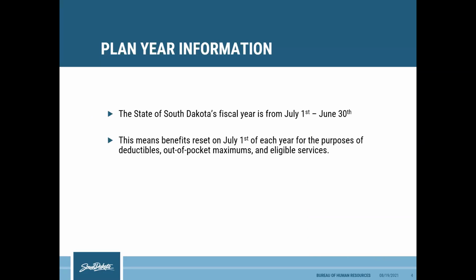All right, to start, the state of South Dakota runs on a fiscal year, so from July 1st through June 30th. This means that our benefits reset on the 1st of July of each year for the purpose of deductibles, out-of-pocket maximums, and eligible services.